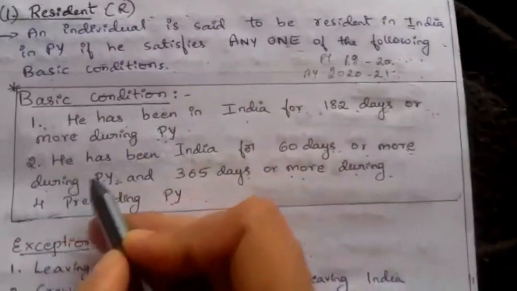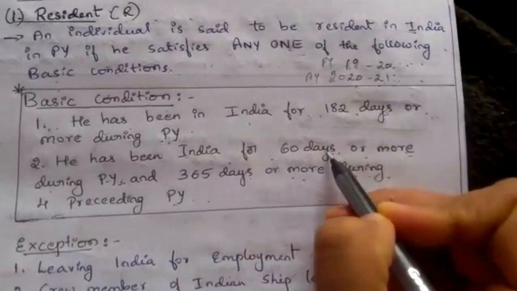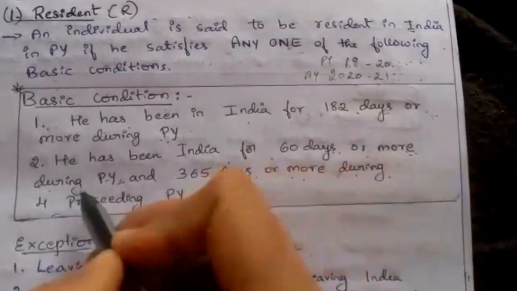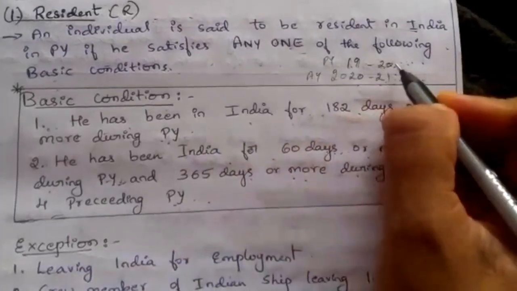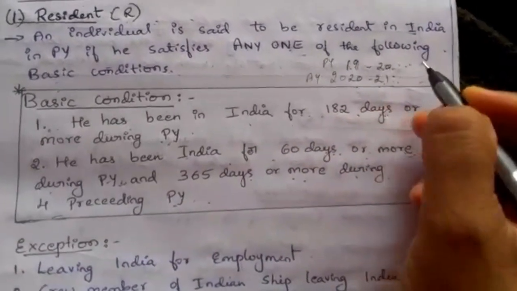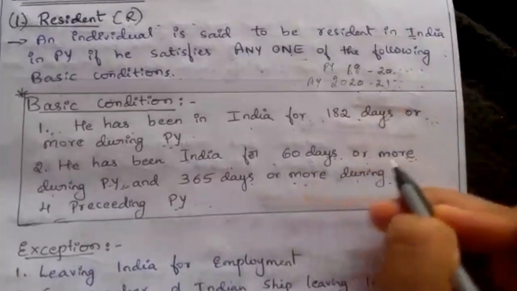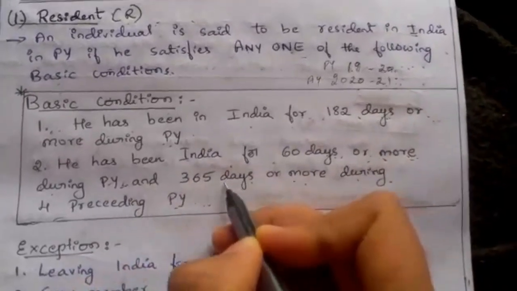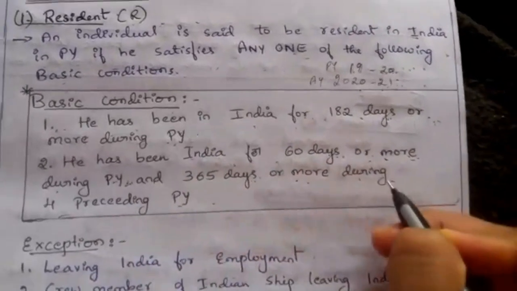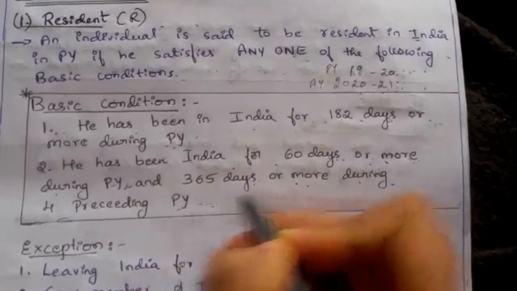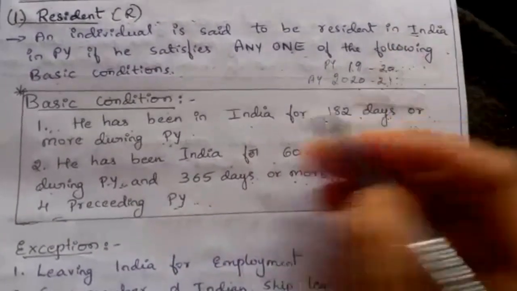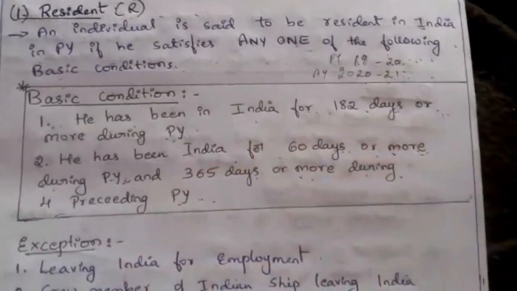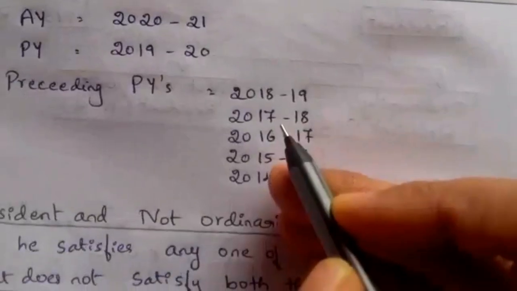Or one more condition: he has been in India for 60 days or more during the previous year, and 365 days or more during the 4 preceding previous years. In the preceding previous years, he should have stayed in India.